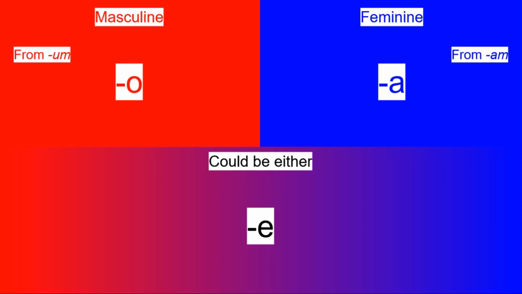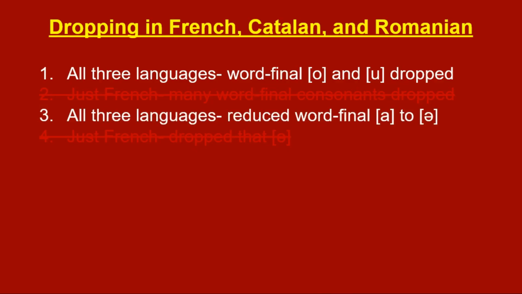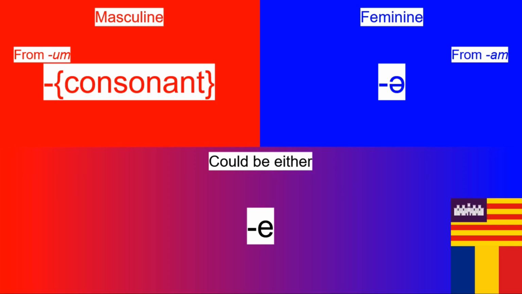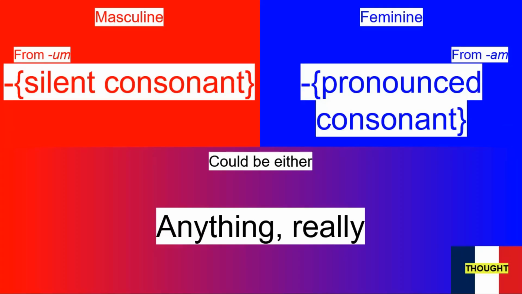But not all of the languages have this system. You see, we talked in the sound shifts video about how French, Catalan, and Romanian systematically dropped certain sounds off the ends of words. Since Catalan and Romanian did this to a lesser degree with just steps 1 and 3 on this list, they now largely perceive the gender system as masculine nouns ending with a consonant while feminine nouns end with a reduced a. But in French, they did even more dropping of sounds to the point that the system in French, at least from a purely phonological standpoint, is now masculine nouns ending with a silent consonant while feminine nouns end with a pronounced consonant. And a lot of exceptions.